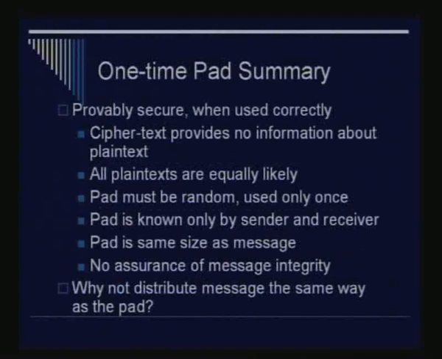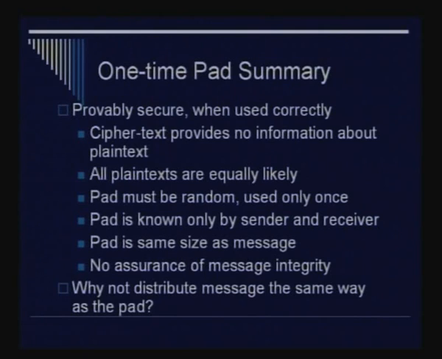So the summary of the one-time pad is as follows. It is actually perfectly secure, I mean provably secure in the sense of perfectness, when used correctly. Used correctly means that the key has to be randomly chosen for every corresponding encryption. So the ciphertext provides no information about the plaintext. That is because your a posteriori probability of the plaintext matches the a priori probability of the plaintext, right? So all plaintexts are equally likely.